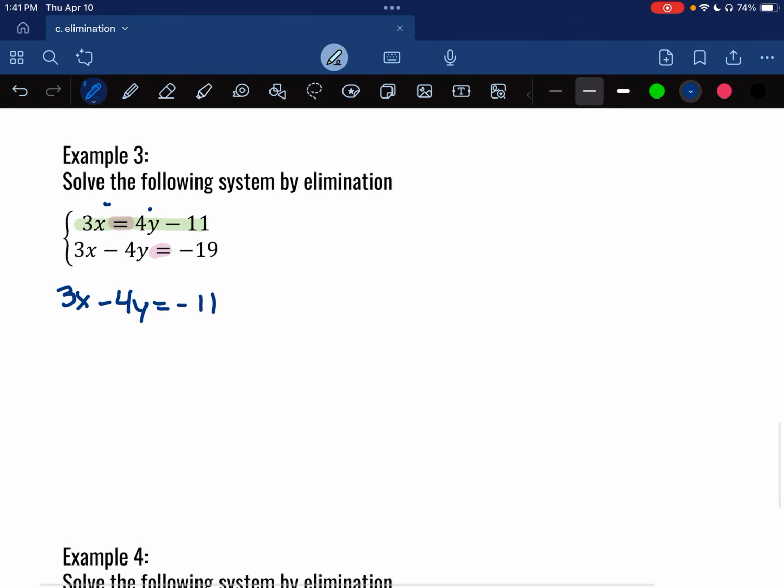All right. Alrighty. So now, this is my equation 1. This is still equation 1. It just got rewritten. Equation 2 also has a 3x. So if I multiply equation 2 here by negative 1, then I'll be able to have those opposite variables that we're hoping for. And now we can add them up.